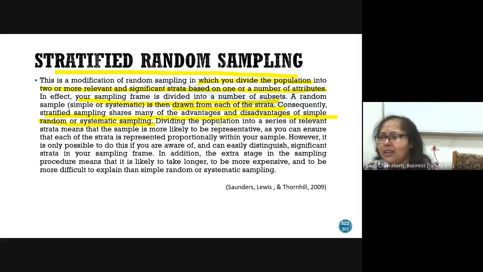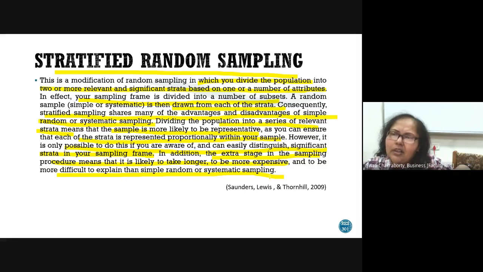Now you divide this population into a series of relevant strata, which means what? The sample is more likely to be representative, as you can ensure that each of the strata is represented proportionately within your population. It's done in a proper way, and then you start picking. But it is only possible if you're aware of and can easily distinguish significant strata in your sampling frame. In addition, the extra stage in the sampling procedure is likely to take longer, to be more expensive, and more difficult to explain than simple random or systematic sampling.